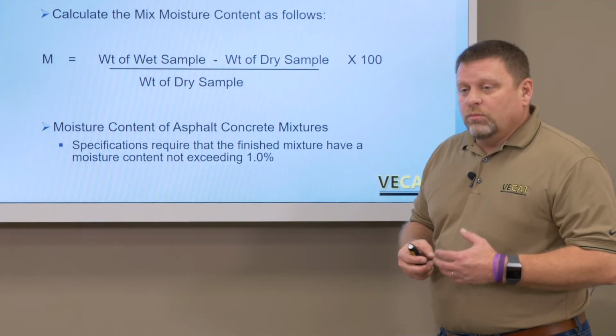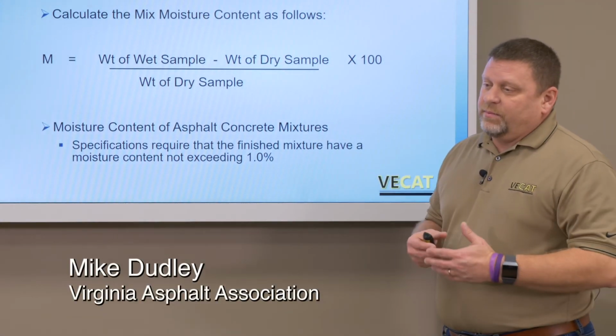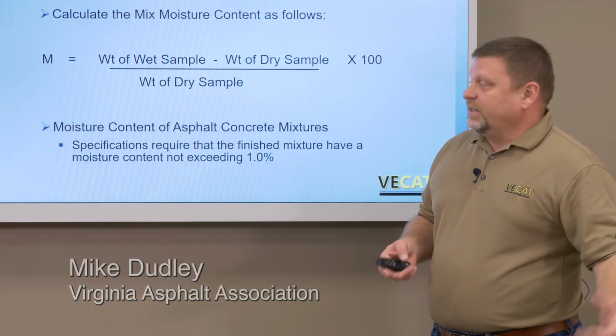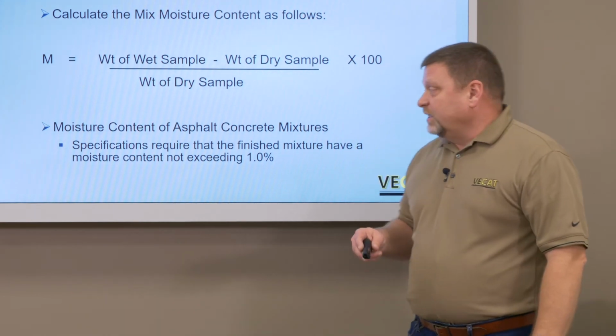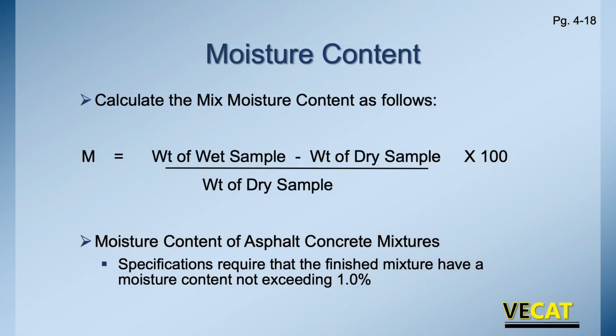There's no limit on moisture for your stockpile quantities. In other words, they can be wet. The problem with wet stockpiles is you got to dry them out during the production process. But there is a specification limit on the final mix moisture content. In the specification, it states that the mix moisture content cannot exceed 1%. All right, so that's why we're actually doing the moisture content measurement on our final mix.